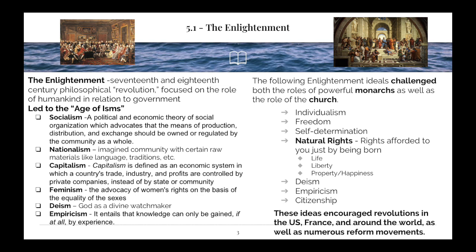And it also led to challenges and political revolutions. Enlightenment ideas challenged existing political authorities such as monarchs and the church. The Enlightenment was an intellectual revolution that was nominally European. It had effects all across the world, in particular in the New World. It led to all kinds of political revolutions.